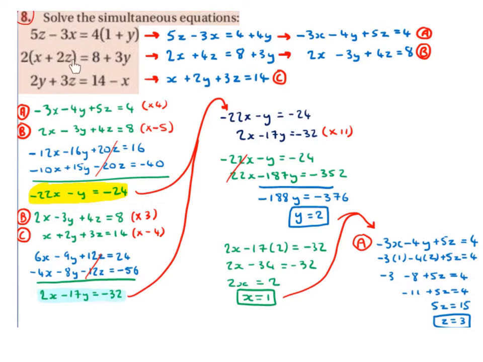Now I'm going to take one of my original equations, or I can actually take one of these equations which are already multiplied out. So I'm going to go for this one here, equation A. And I'm going to substitute 1 in place of the x and 2 in place of the y, making sure I use brackets. Minus 3 by 1 is minus 3, minus 4 by 2 is minus 8, plus 5z is equal to 4. Minus 3 minus 8 is minus 11. 4 plus 11 is going to be 15, and 15 divided by 5 is 3, so z is equal to 3.